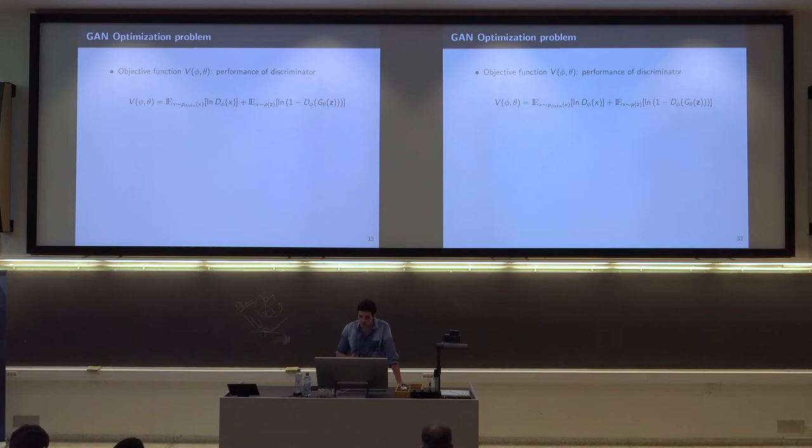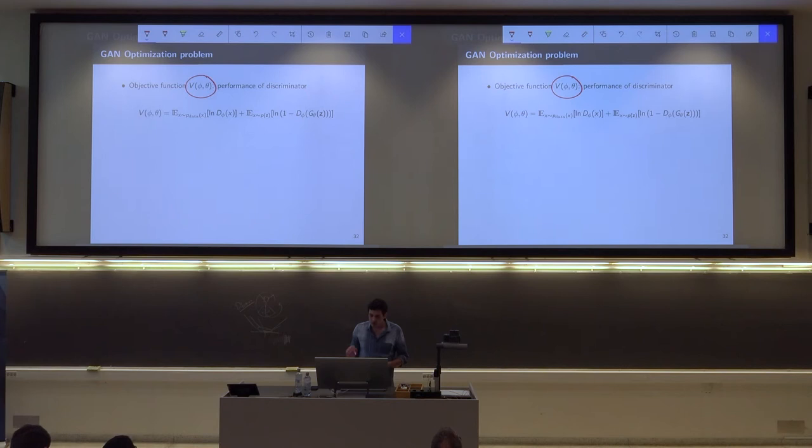So let's look at the equations. V of phi, theta is going to be the performance of our discriminator. So as you see, it depends on phi and on theta. Phi is going to be the weights of the discriminator, and theta is going to be the weights of the generator.